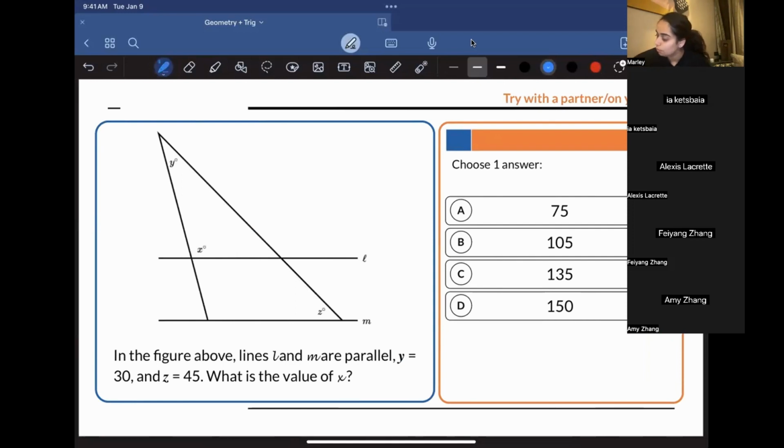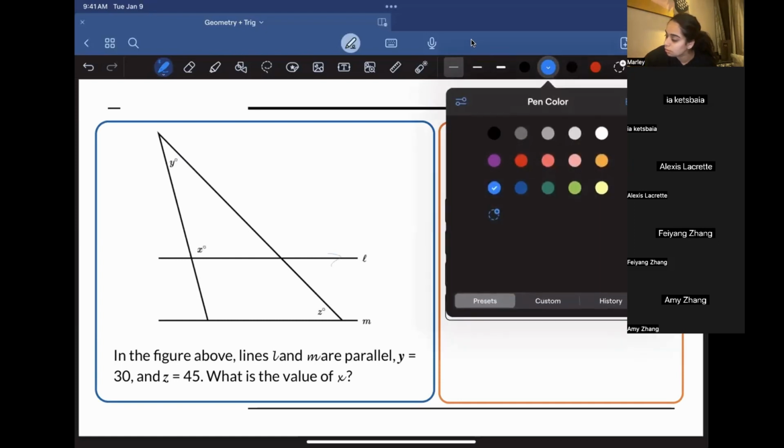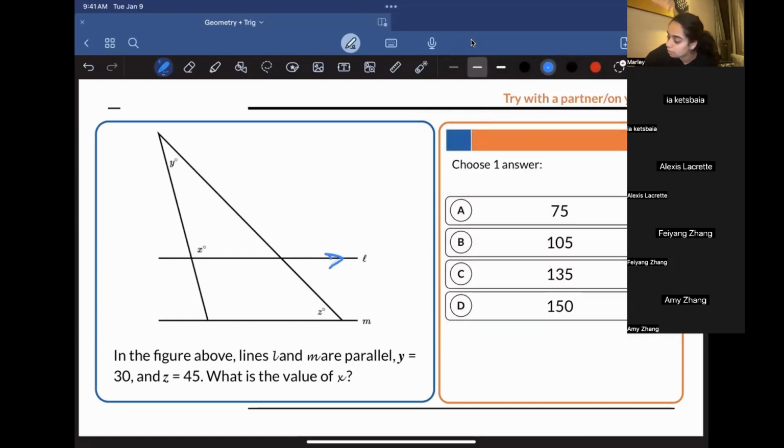So we have, in the figure above, lines L and M are parallel. This is key information. L and M are parallel. Y is 30 degrees and Z is 45 degrees. Because of these parallel lines, this is also the measurement z. They're the same. So this is 45 degrees.